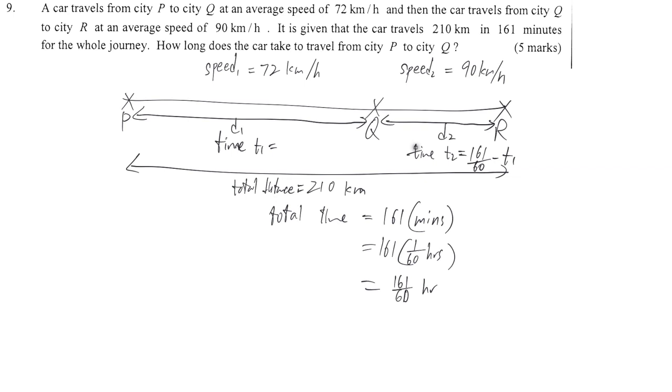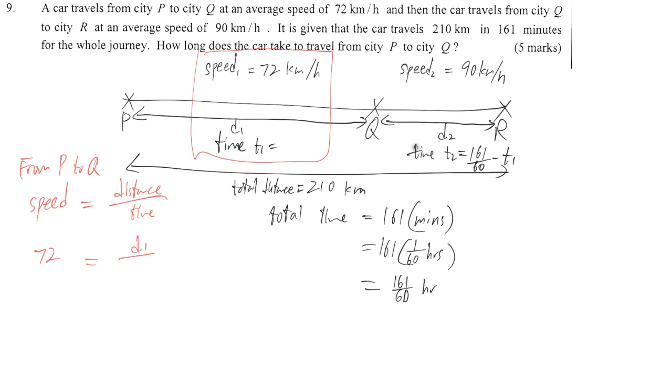Then we focus on this section, because we learned that speed is equal to distance divided by the time span. From P to Q, we know the speed is 72. We know the distance is called d1 and the time is t1 here. So you may express d1 is equal to 72 times t1.